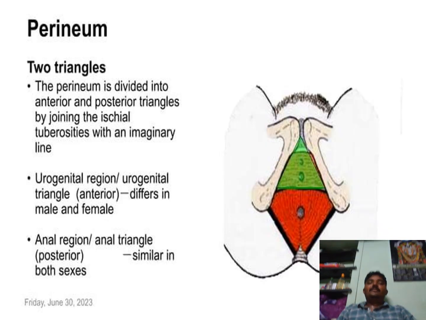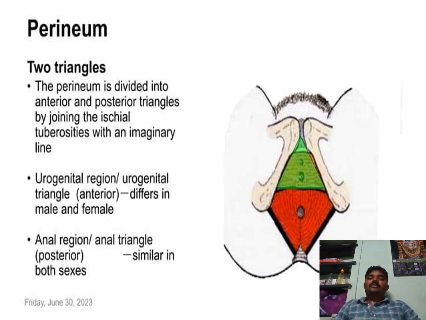The perineum is divided into anterior and posterior triangles by joining the ischial tuberosities with an imaginary line. The urogenital region, that is the urogenital triangle, is anterior and differs in male and female. The anal region is in the anal triangle, which is posterior and similar in both sexes.